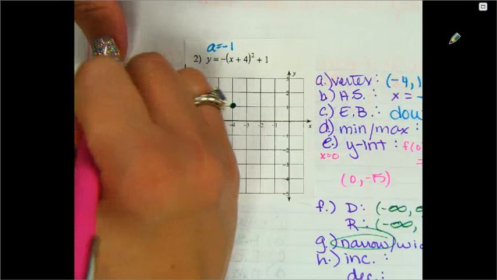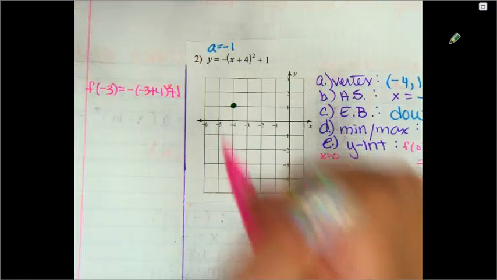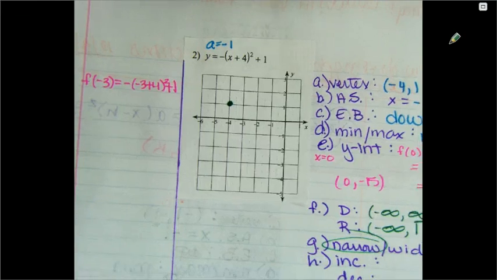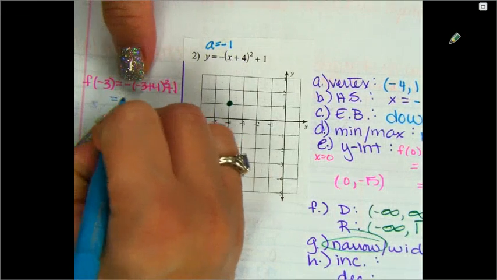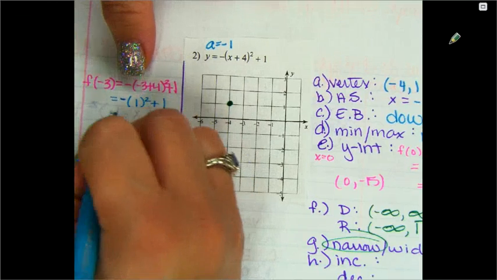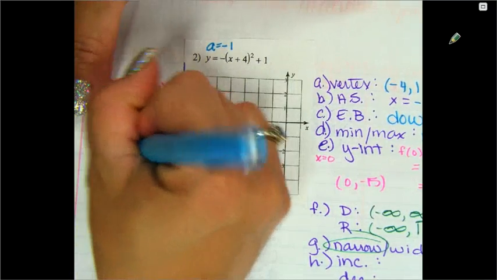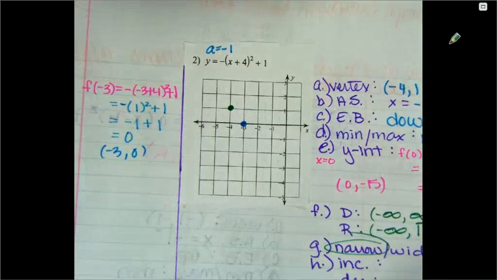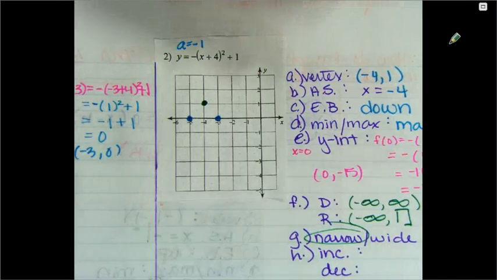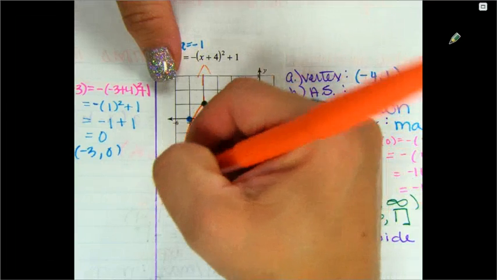So we're going to get f of -3 equals negative times (-3 plus 4) quantity squared plus 1. -3 plus 4? Squared? Times a negative? Plus 1? Oh my goodness gracious, so my point is (-3, 0), so can I graph that? Oh, can I mirror that? Axis of symmetry. And graph.